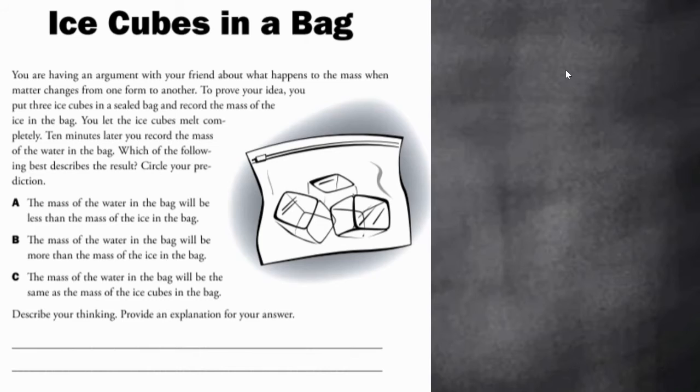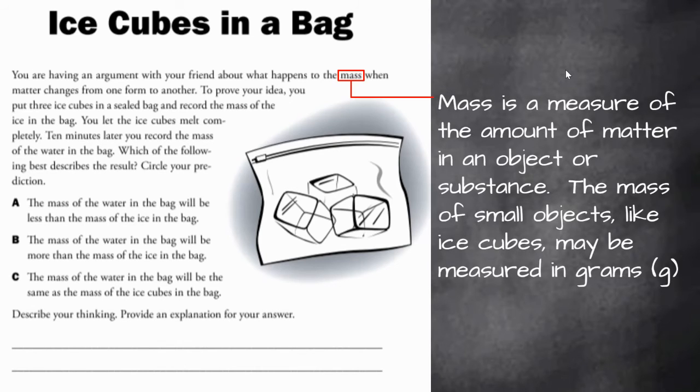Now, if you can, we want you to describe your thinking, provide an explanation for your answer. Okay? Now, you might be asking yourself, well, what is mass? Good question. Mass is a measure of the amount of matter in an object or substance. The mass of small objects, like ice cubes, may be measured in grams, and that's what we're going to do today. We're going to measure the mass of these ice cubes in grams.